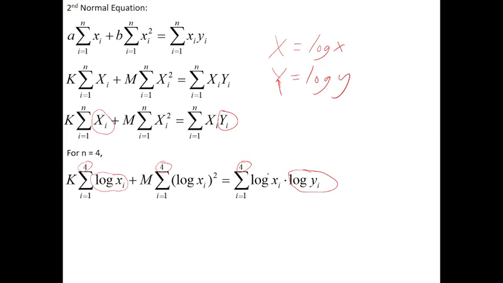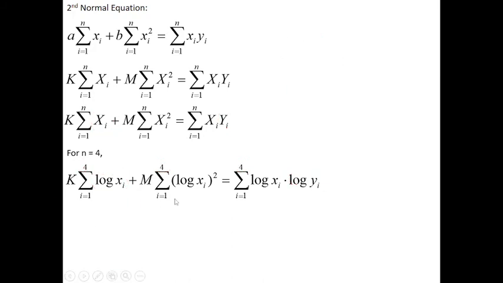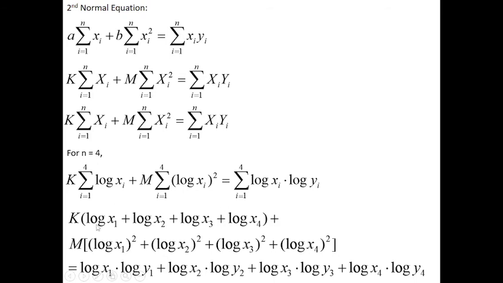And what else? No more. Okay, we can now proceed, no? So this is now the simplified, or rather expanded, form. We have k, then we add all of the logarithms, starting with x sub 1, ending up with x sub 4.